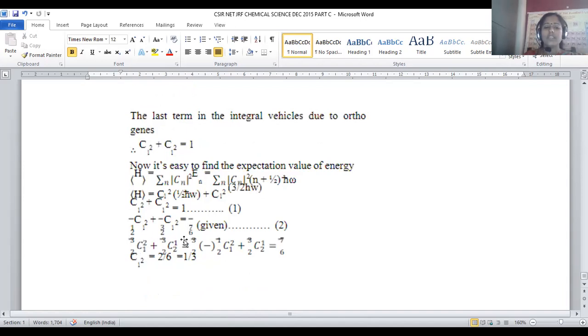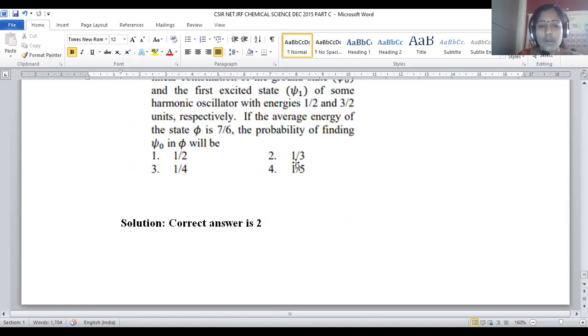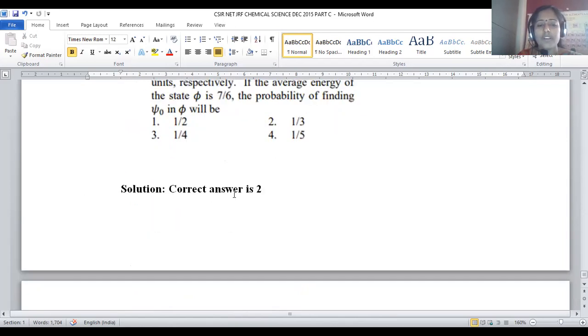Now we can substitute this value here. 1/2 C1 square plus 3/2 C2 square is equal to 7 by 6. So from this it is clear that C1 square is given by 2 by 6, nothing but 1 by 3. So that is the value. 1 by 3 is provided in option number 2. For question number 145, option number 2 is the correct answer.